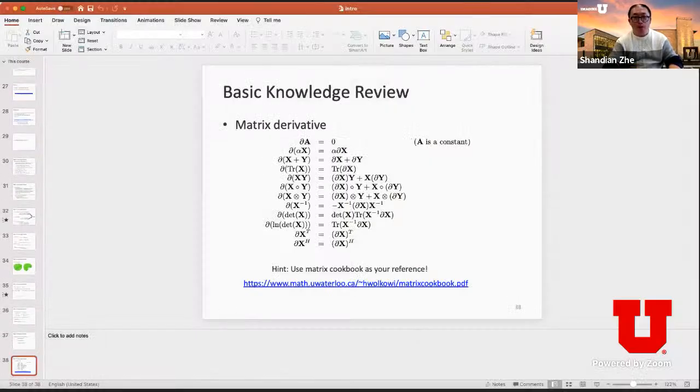Great. So now we have finished a quick review of the basic knowledge. Hopefully that will help stimulate you to recall some things, some knowledge which you have learned before. Right? So next we're gonna start our machine learning.